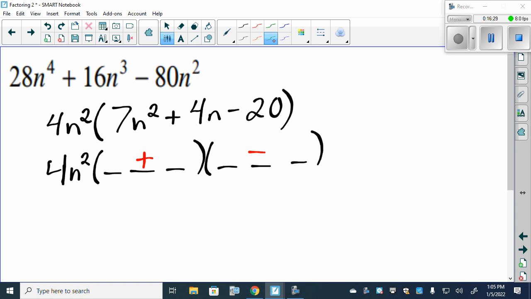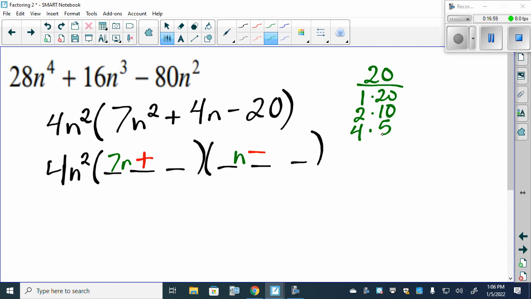And lastly, we need to find our factors. So factors for 7n squared, well, n squared is going to be n and n. And the factors of 7, well, 7 and 1. We only have one set of factors for that, so we really don't need to list them out. Now, the factors of 20, on the other hand, do have a few, because we do have 1 and 20, 2 and 10, 4 and 5.